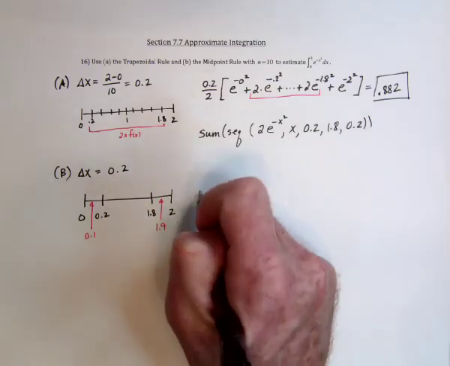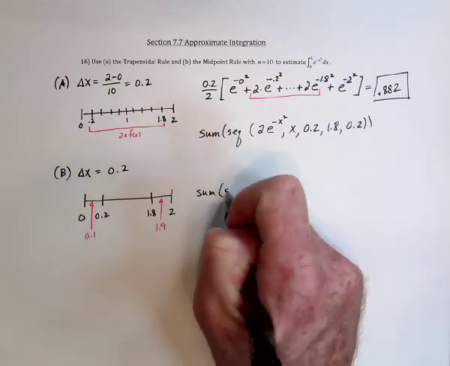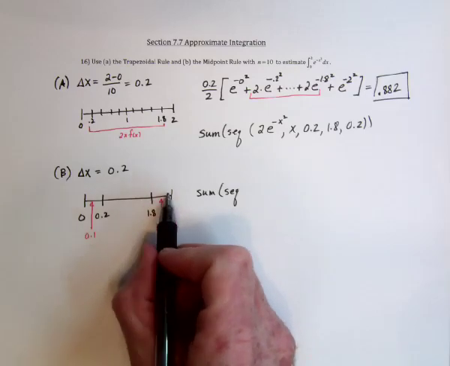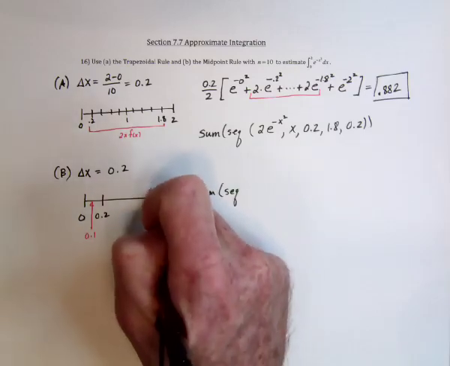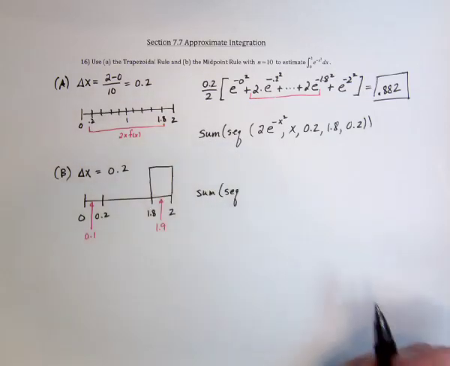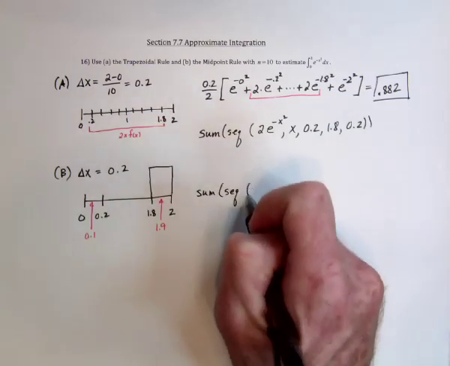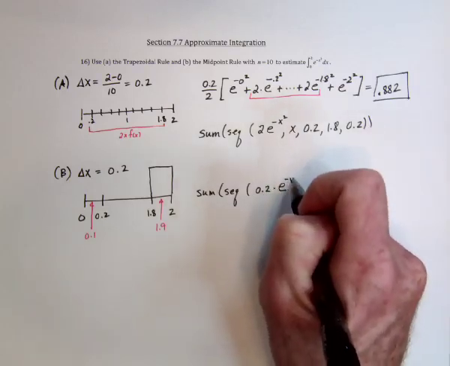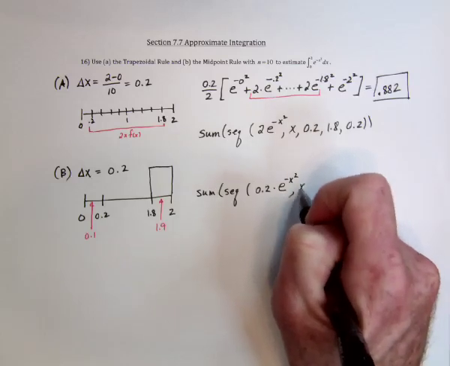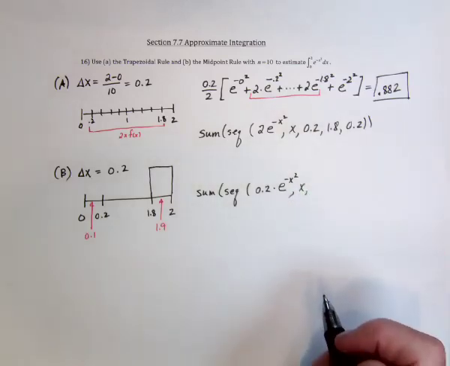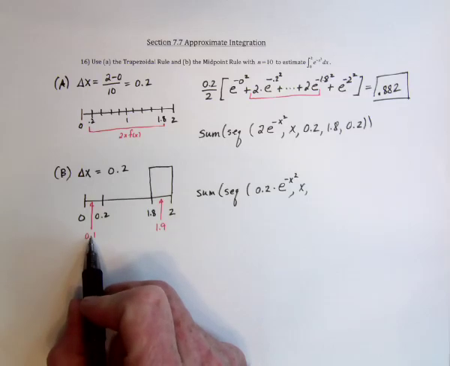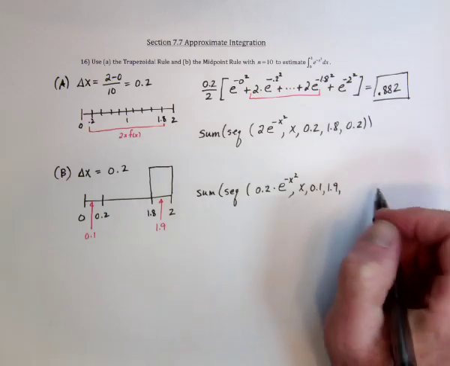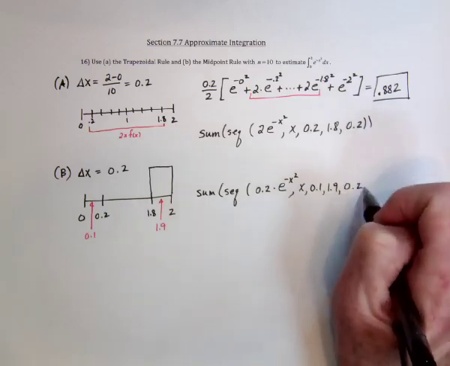Then we can have the calculator do the whole thing for us. It would be sum sequence. So this is the width of a rectangle. To find the area of a rectangle, you need to know the width and the height. The width is 0.2. The height is the e function. And then just tell it that x is the variable and that x is going from 0.1 to 1.9. And the last part is that the increment is always delta x.